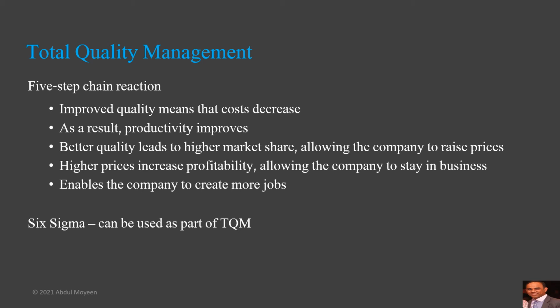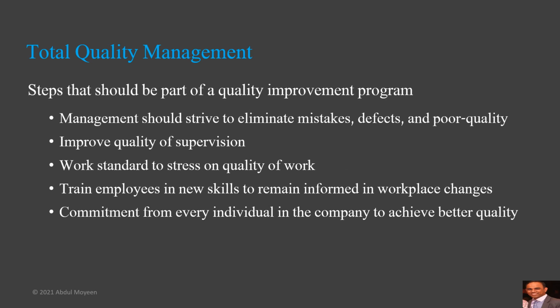Now, Deming identified a number of steps that should be part of any quality improvement program. So let's see what are those steps. Step number 1, management should embrace the philosophy that mistakes, defects, and poor quality materials are not acceptable and should be eliminated. Number two, quality of supervision should be improved by allowing more time for supervisors to work with employees and training employees in appropriate skills for the job.